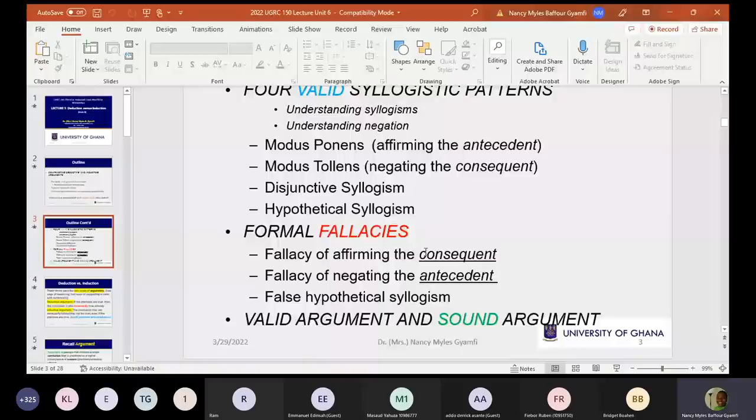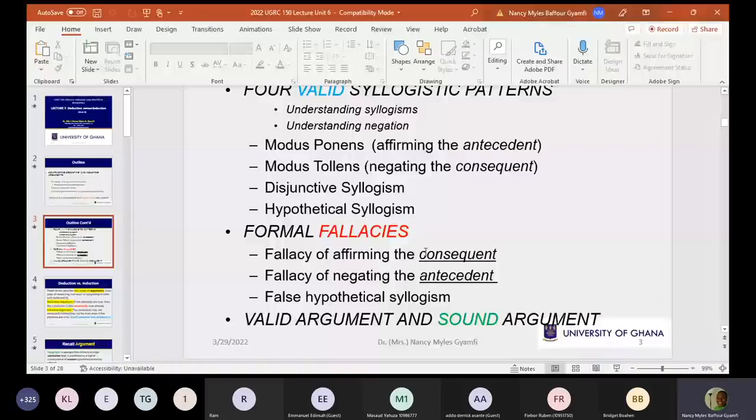Now, the four syllogistic patterns at the top there have a pattern that you must follow to make it correctly: modus ponens correctly, modus tollens correctly, disjunctive syllogism, and the other one. Now, if someone is trying to do any of those four at the top there, but does it wrongly so that the deduction is not a valid one, it will become a fallacy, yes. But which kind of fallacy would that be? It's a fallacy of the form. You didn't obey the form, the pattern. So we call those ones formal fallacies.